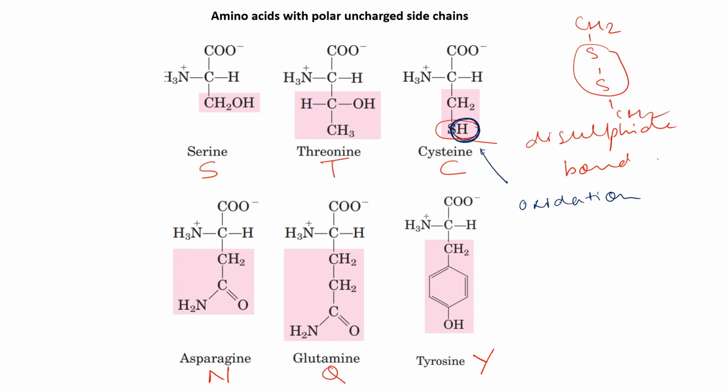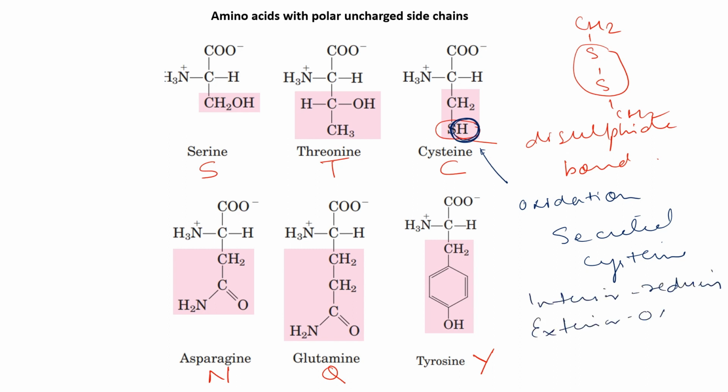Therefore, the proteins that are secreted outside are composed mainly of cysteine. Why? Because the interior of the cell is a reducing environment. The exterior of the cell is an oxidizing environment. So the proteins that are secreted outside the cell contain more cysteine because the cysteine can be involved in disulfide bond formation and can help in stabilization of those proteins.